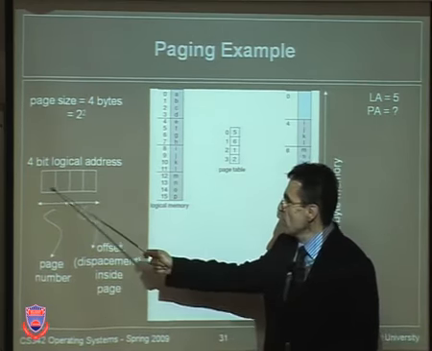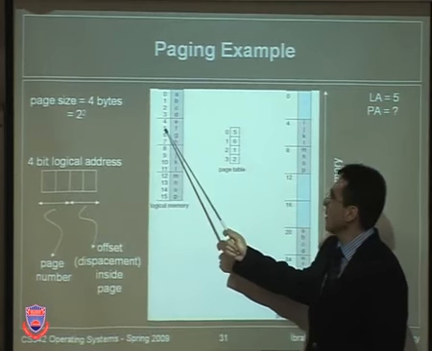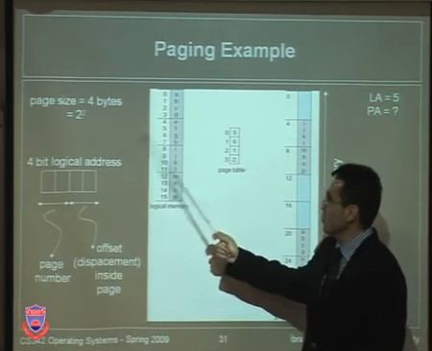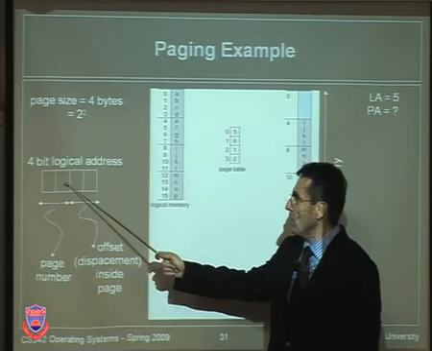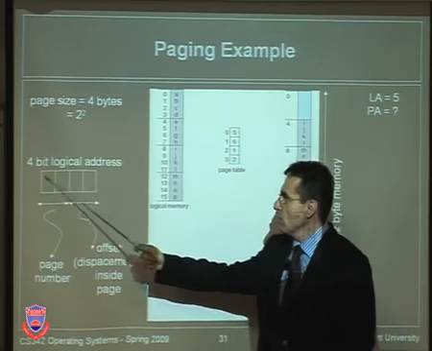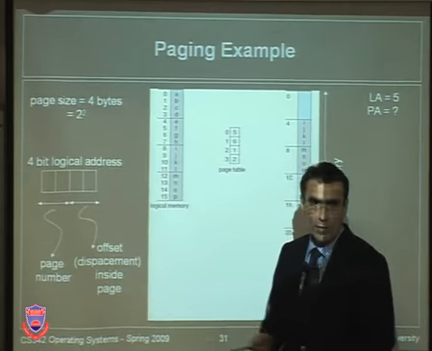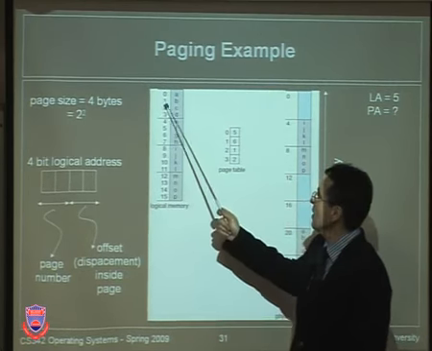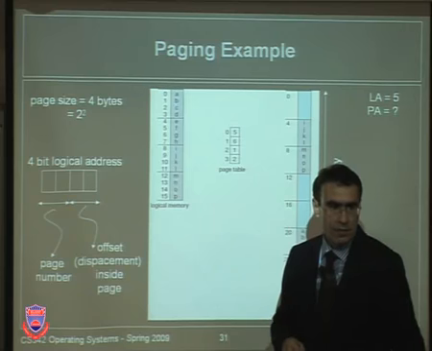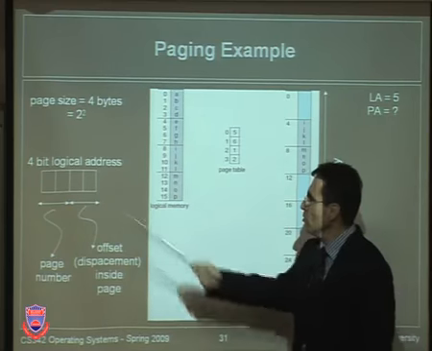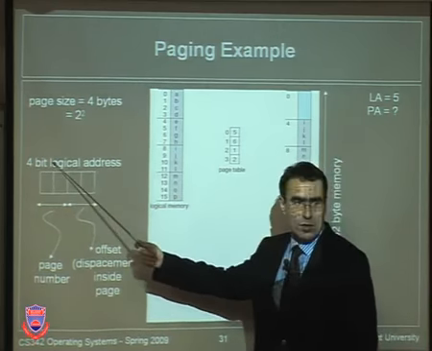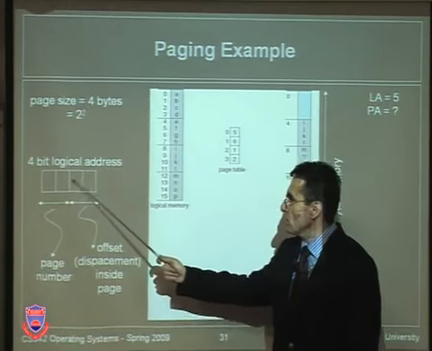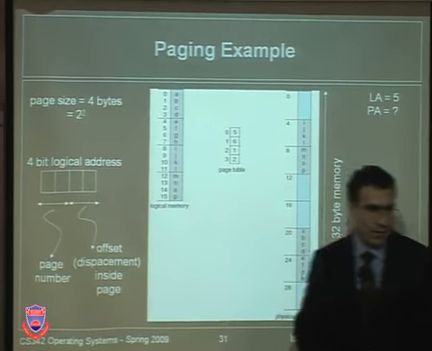So whenever the logical address is given, for example, let's say it is 5. In binary, it is 0101. So these 2 bits will be the page number, 01. 01 will be page 1, right? Is it really the case? 01, yes, it is really page 1. So from the logical address, you can infer the page number and also infer the displacement inside that page.